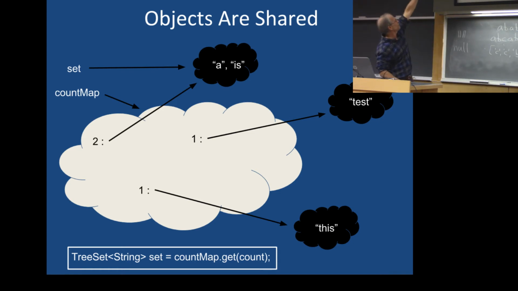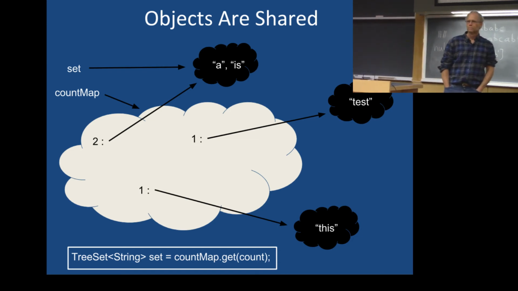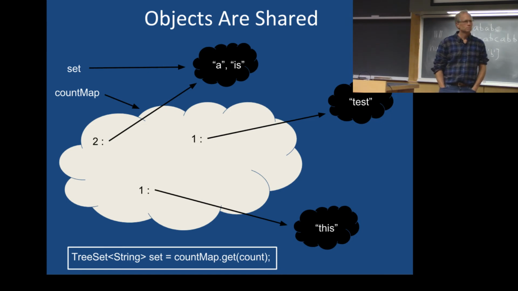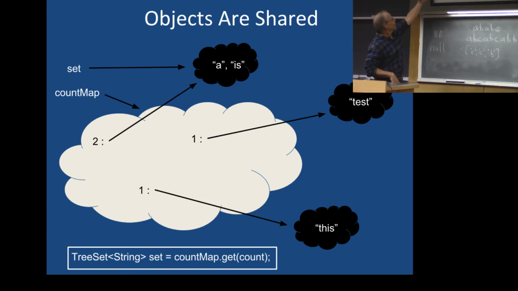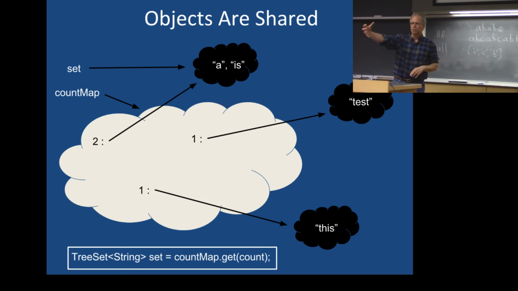So you notice we have a variable set that happens to be referring to that black cloud. What happens if we change set by doing a put operation on it? Will that change the black cloud that's referenced by the map? Absolutely. It's the same black cloud. The white cloud is referring to the black cloud, set is referring to the black cloud. Anything that set does to that object is going to be reflected in the white cloud as well, because it's the same one.